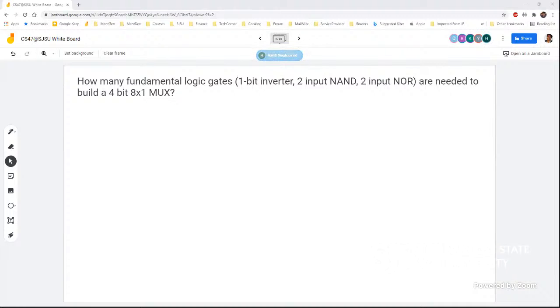Let's take about 15 minutes for this problem to solve in group. Then we'll rejoin and discuss this problem.